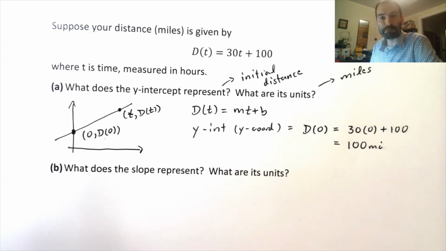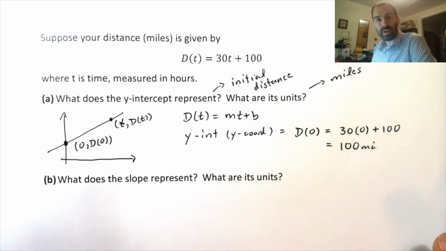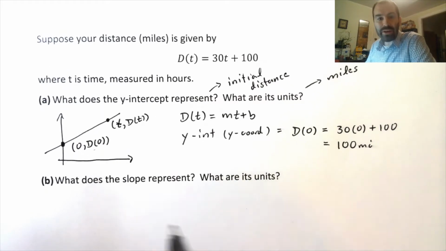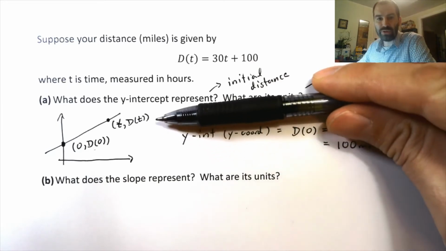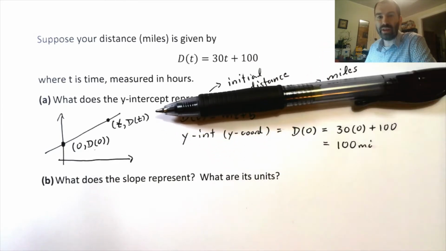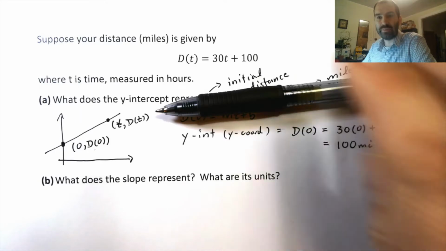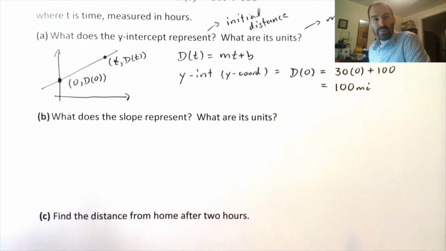Okay? Did it matter that this was a linear function for any of this? No, it actually didn't matter. We never used the fact that it was linear. This would apply to any function. Okay. Moving on to part B.